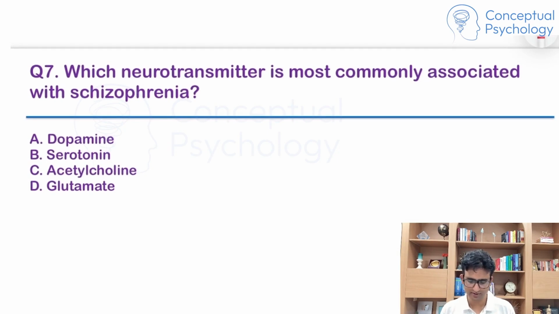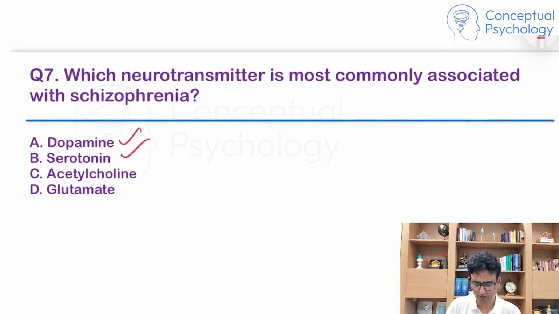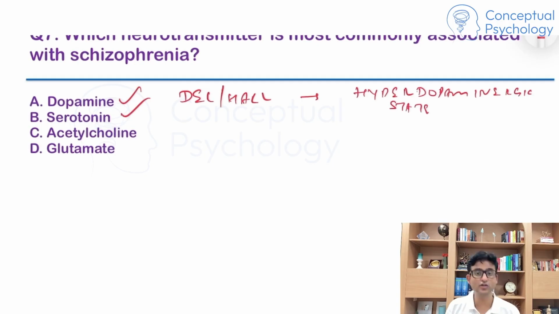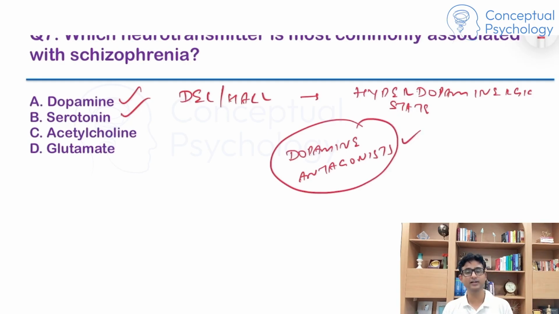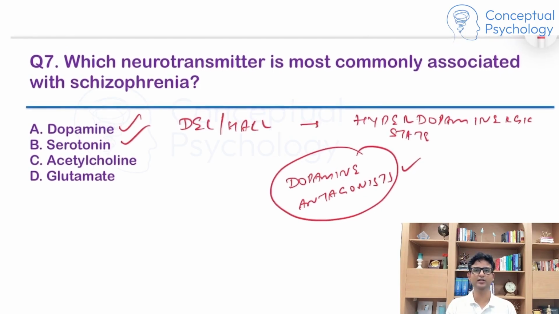The first one is, which neurotransmitter is most commonly associated with schizophrenia? Two neurotransmitters that are most commonly associated are dopamine and serotonin. We know that delusions and hallucinations, the two psychotic symptoms, are caused by a hyperdopaminergic state. That is why antipsychotics, which usually work by blocking dopamine receptors, also called dopamine antagonists, are effective in treating delusions and hallucinations, because if they are caused by excessive dopaminergic activity, a medication that blocks those receptors will bring down the symptoms.